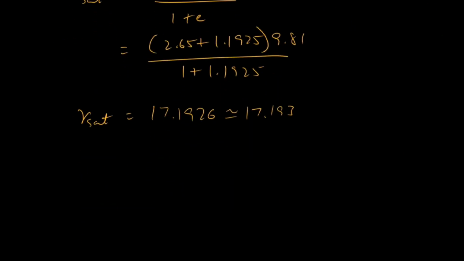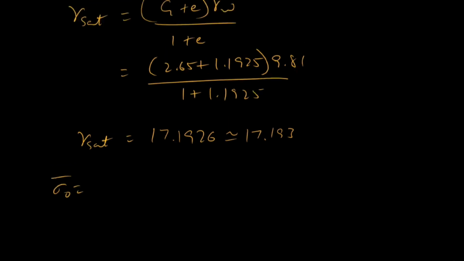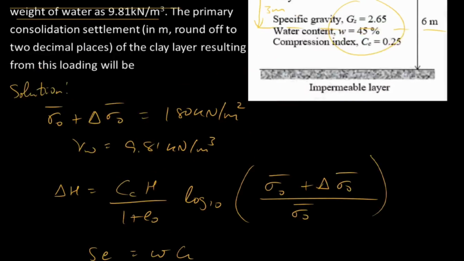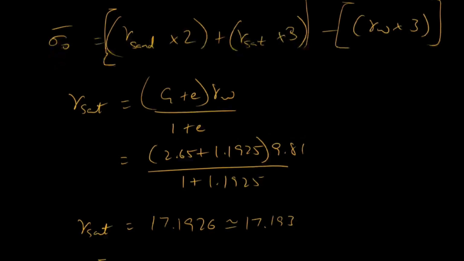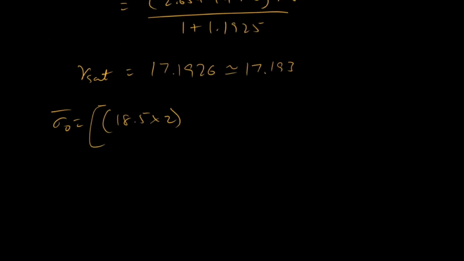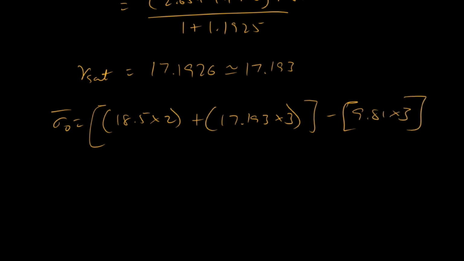With this we can calculate sigma naught dash. Sigma naught dash will be equal to gamma sand, which is nothing but 18.5, into 2, plus 17.193 into 3, minus 9.81 into 3, where we get sigma naught dash as 59.149 kilonewton per meter square.